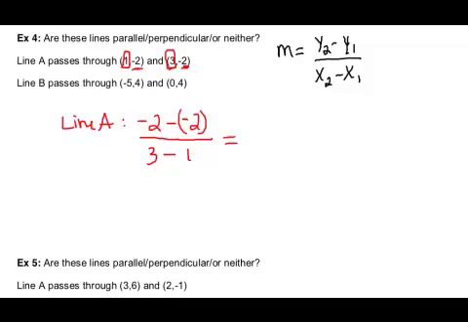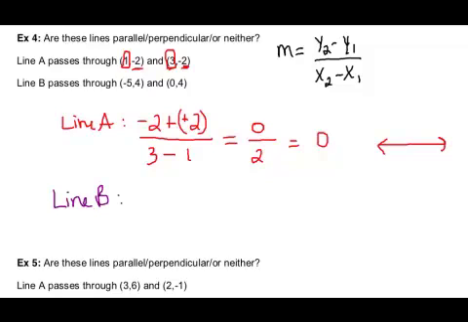Negative 2 minus a negative 2, remember subtracting is the same as adding the opposite, so this is 0, over 3 minus 1 is 2, so our slope for this line is 0. Now if you recall from the previous page, if we have a 0 slope, that is going to be a horizontal line.